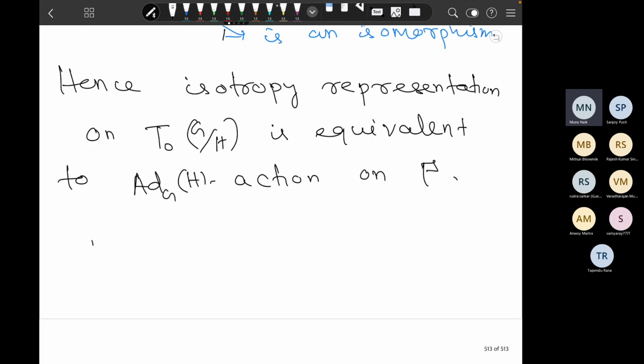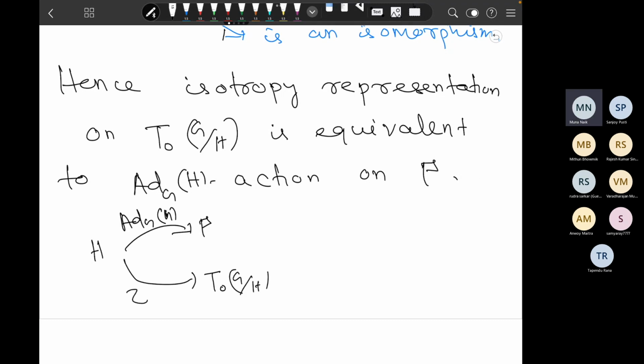So what I am saying is that H has an action on this P, and what is that action? The adjoint action, adjoint with RG action, via RG. And H has another action on T naught G mod S, by this isotropy representation, now by tau say. And there is an isomorphism: if you identify these two vector spaces by d pi e, then these two actions are the same. So that is the thing I am saying.